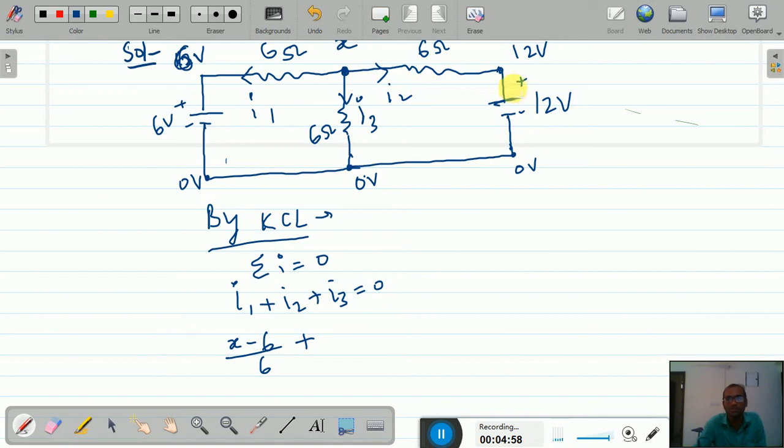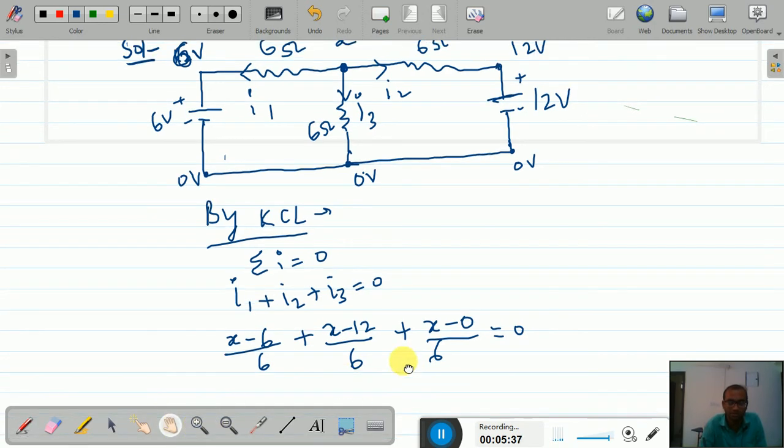For current I2, we have considered this point as the higher voltage, right? Means x minus 12 over 6, plus. Now here we have considered this point as higher potential because the current always flows from higher voltage to lower voltage, right? So you can write the potential difference across this resistance as x minus 0 over 6, and this is equal to 0.